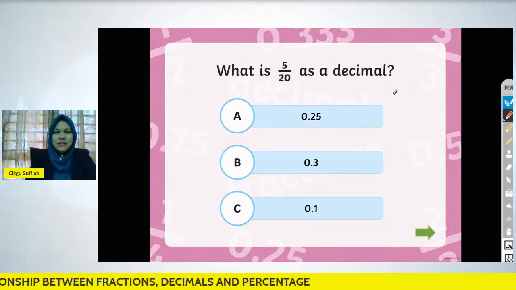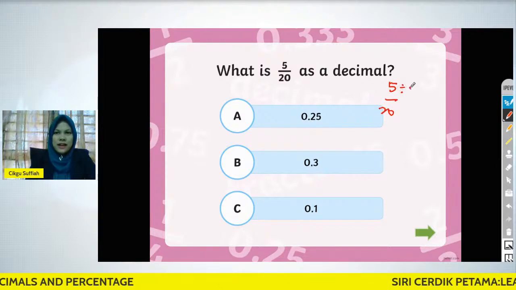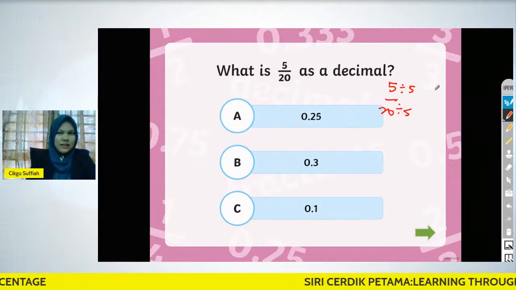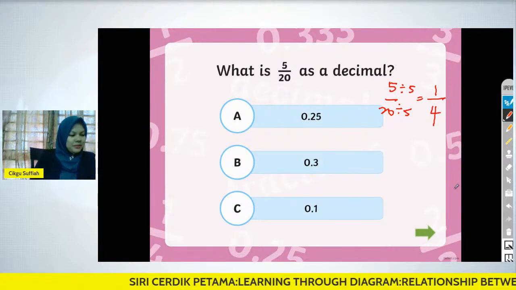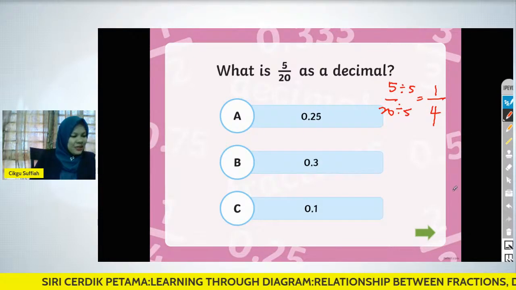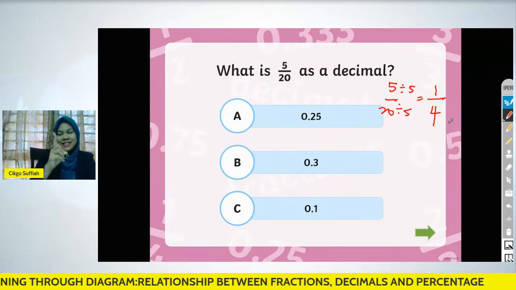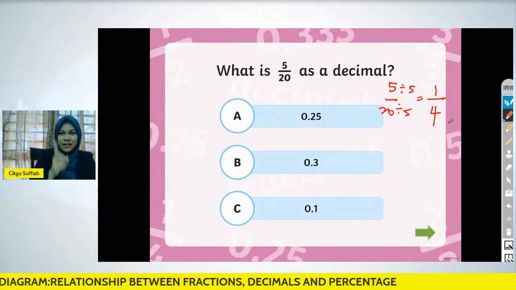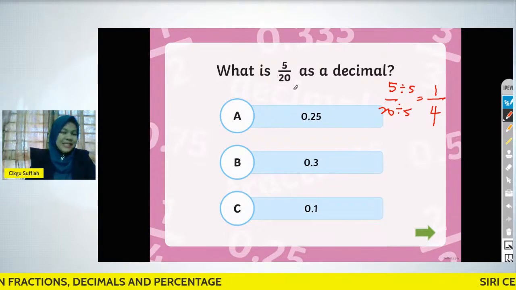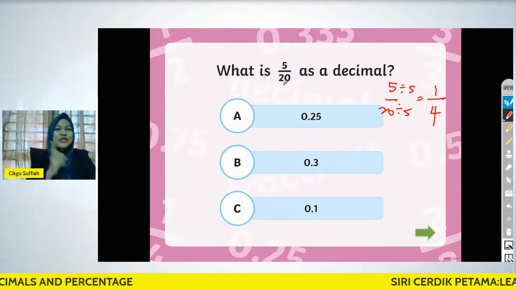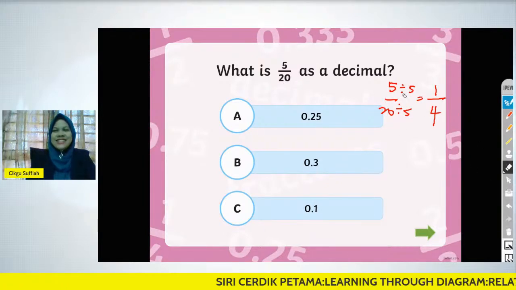5 over 20, divide by 5. You divide by 5, you get 1 over 4. The first question just now was 0.25, right? So it's actually the same, they just give you 5 over 20. So don't get confused. Okay, next.